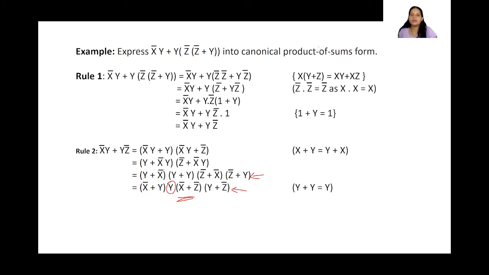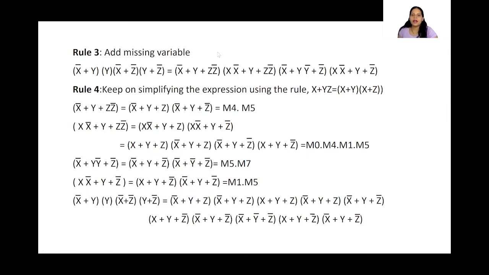So what was the rule number 3? Rule number 3 was, once we do the rule number 2, that is applying the particular distributive law, next we are going to add the missing variables, isn't it? So this is the expression we found after simplifying them.